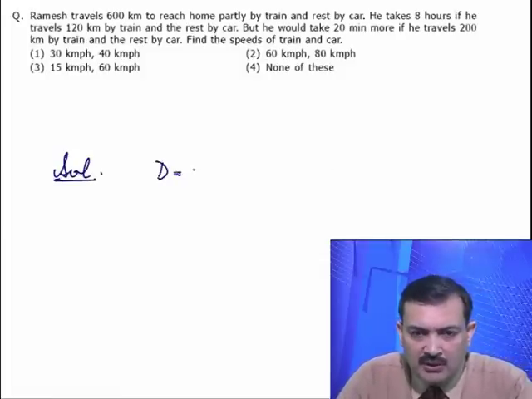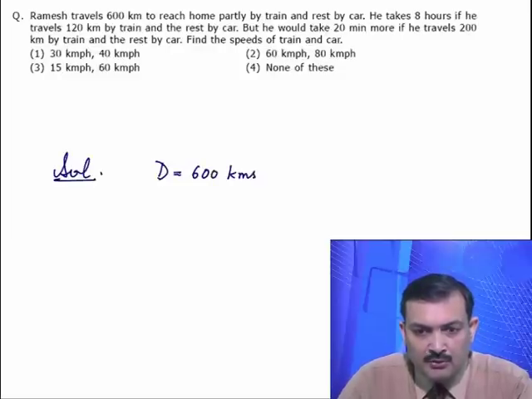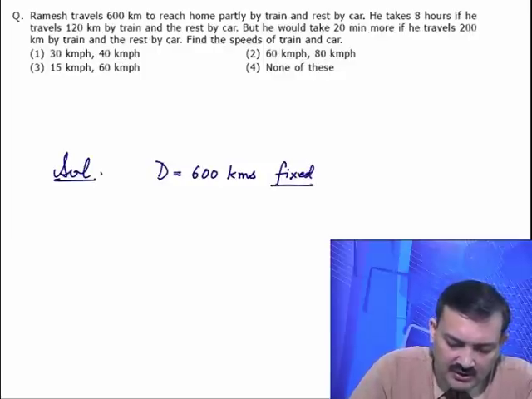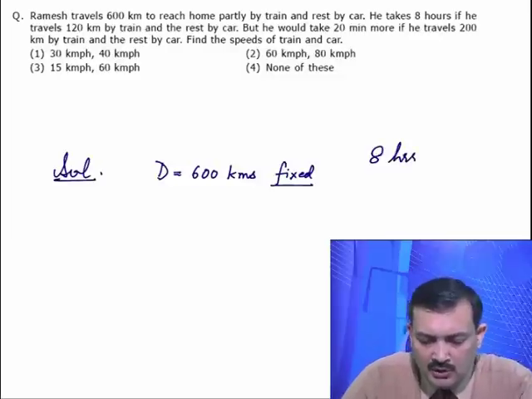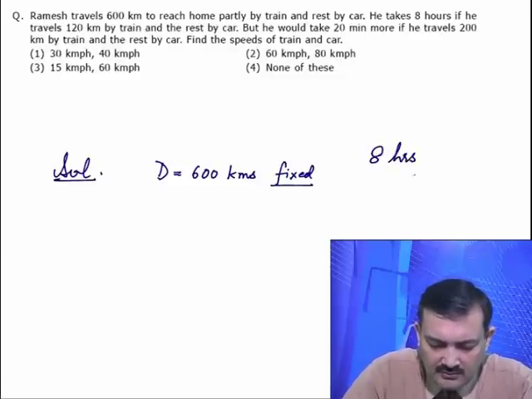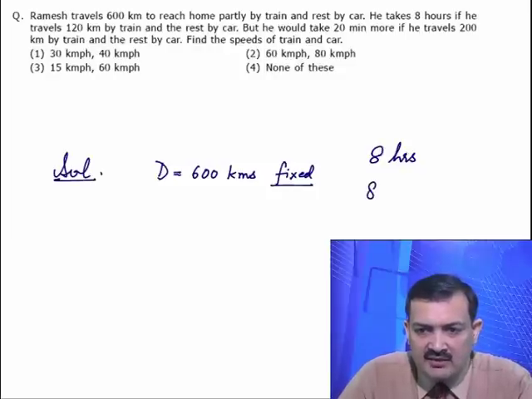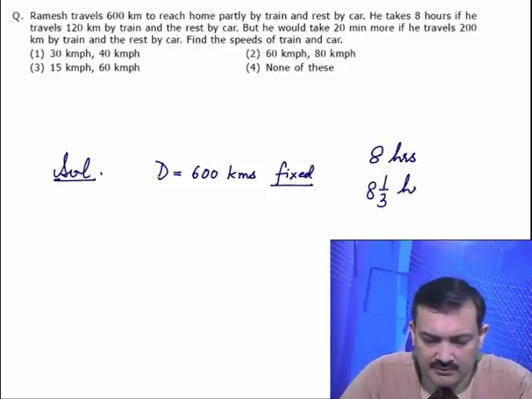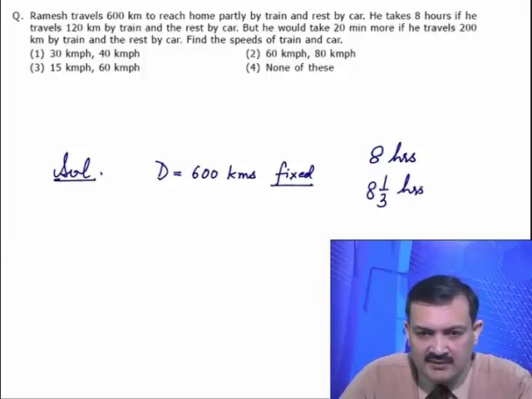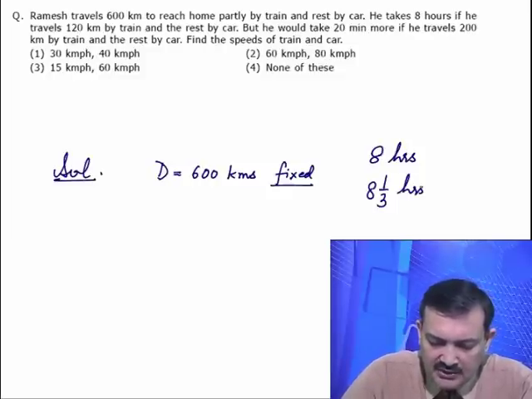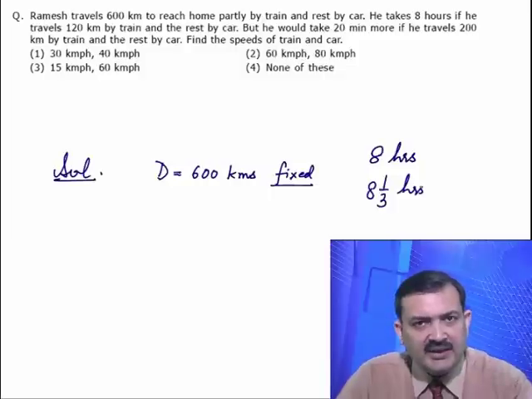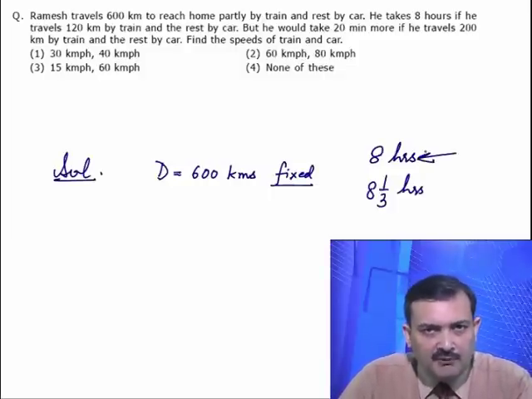What is the total distance given to us? 600 kilometers to reach home partly by train and the rest by car. Now remember, the distance given to us is 600 kilometers and this is the distance to his home. So this is fixed. In the first case, he takes 8 hours and in the second case, he takes 20 minutes more. So that is 8 integer 1 by 3 hours, 8 hours and 20 minutes. So it is very obvious that the equations will be formed in terms of time.